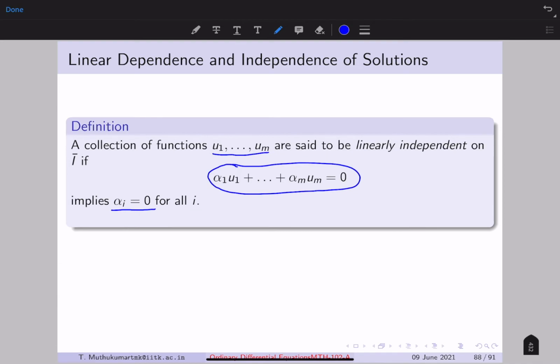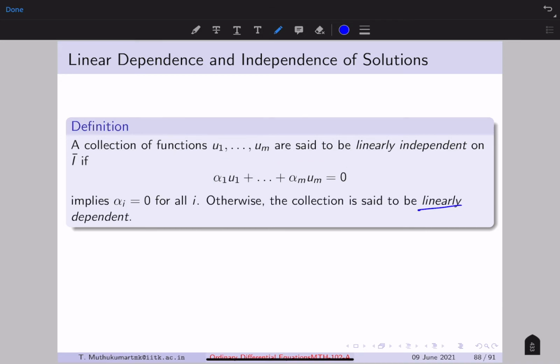Whenever this doesn't happen, so even if one of the alphas is non-zero, then you say the collection is linearly dependent. So linearly dependent and independent sets are very similar to what you have already seen for vectors. In other words, once you view the space of continuous functions as a vector space, every element of this set is now a vector. So any continuous function can be thought of as a vector.